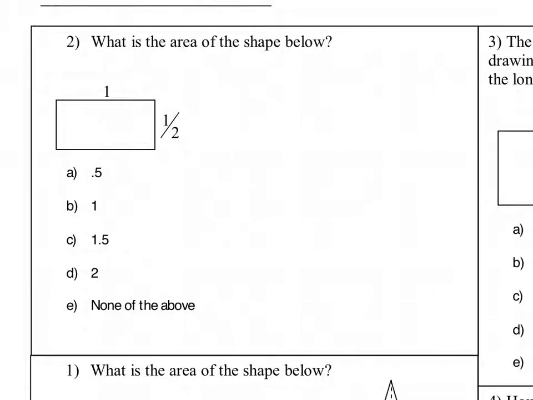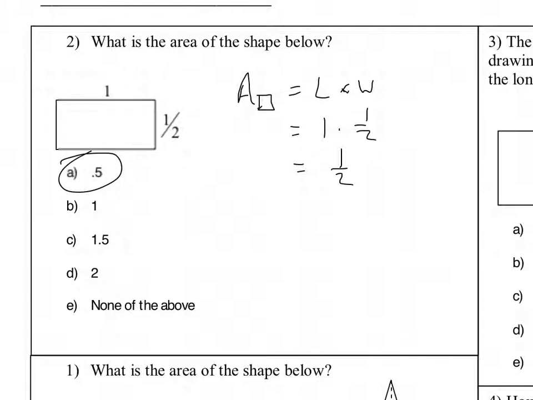Alright, let's go ahead and look over the review now. We're asked for the area of the shape below. The shape is a rectangle, so the area of a rectangle is equal to length times width. We have a length of 1 and a width of 1/2. 1 times 1/2 is going to give me 1/2, which means the area is equal to 0.5.